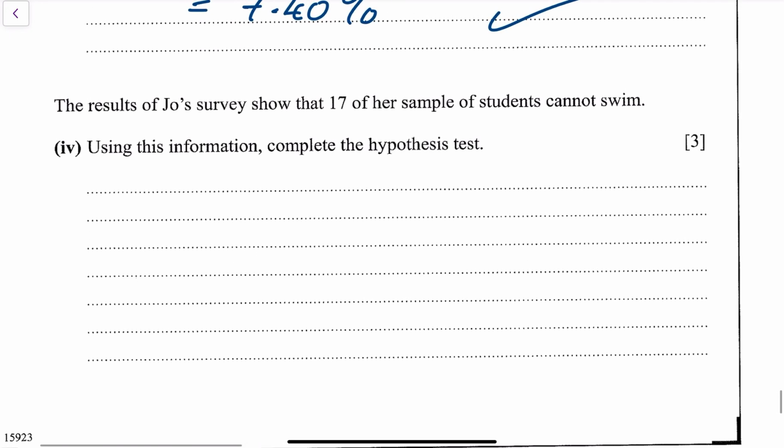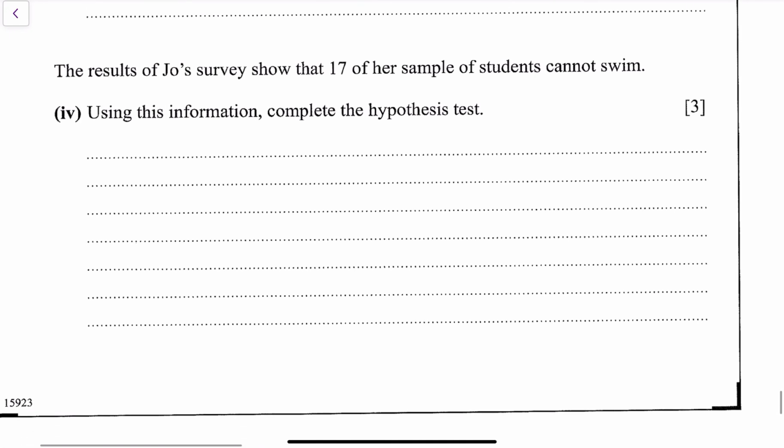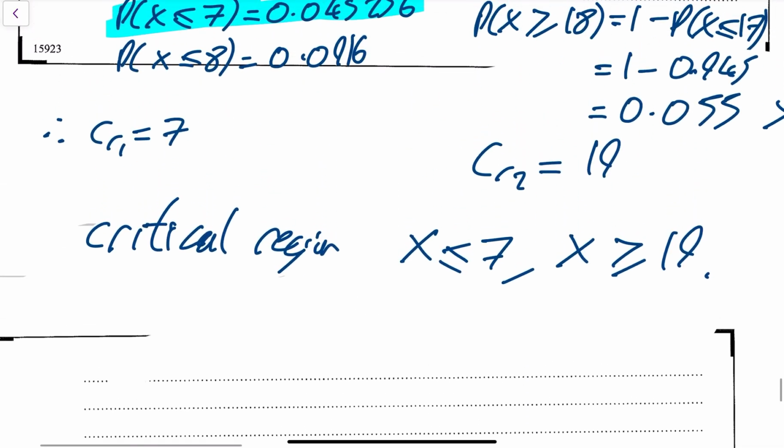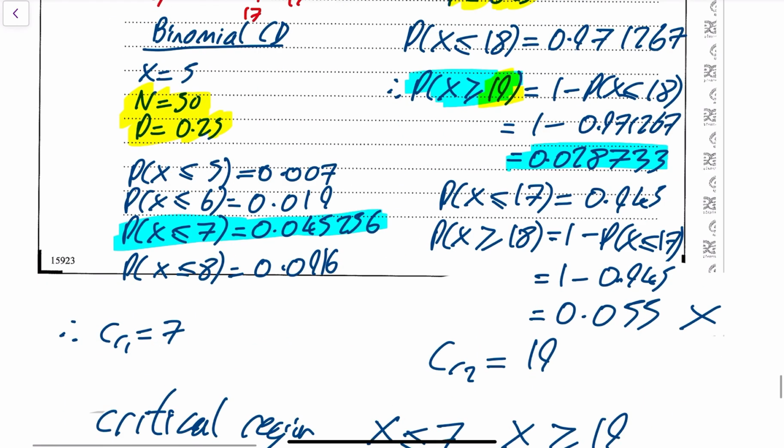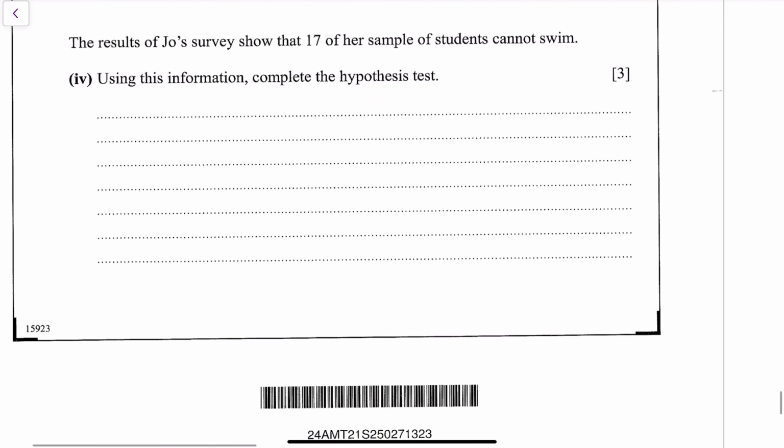Okay, last question exam, we made it. It says results of Joe's survey show that 17 of her sample of students cannot swim. So 17, where is 17? We'd work these critical values out to be 7 and to be 19. So 17 is in here, not in the critical region. So let's just write that up. So just say not in critical region.